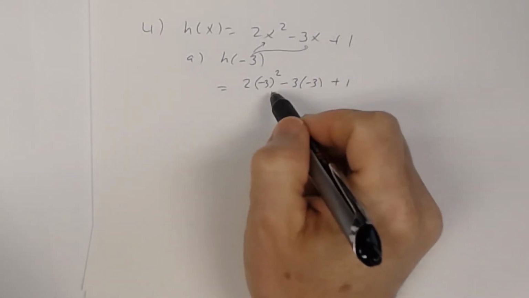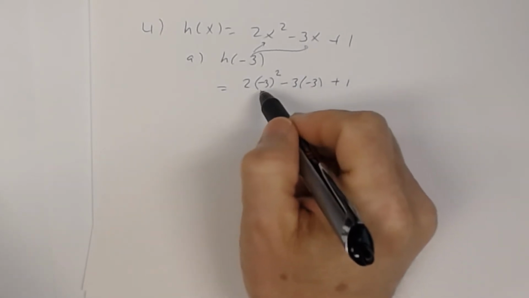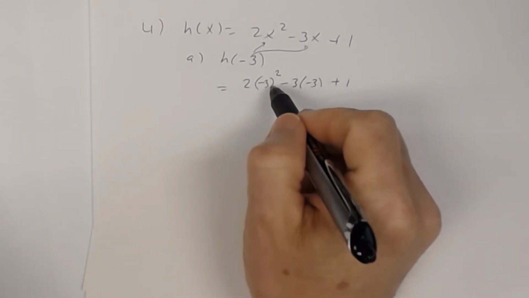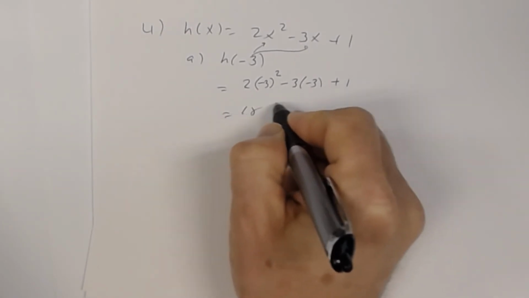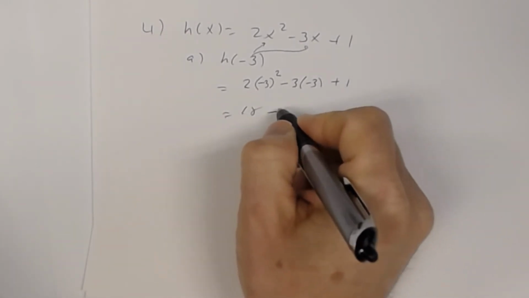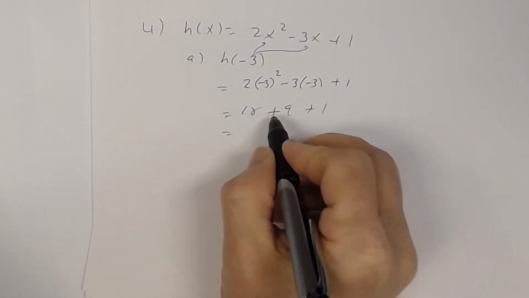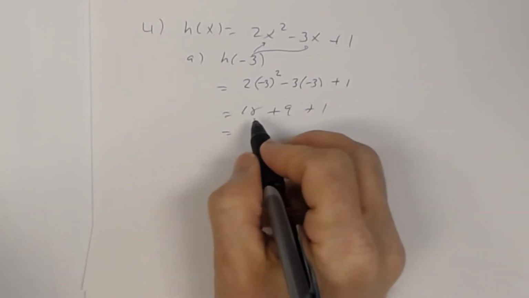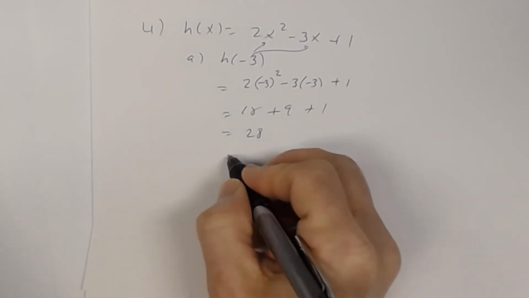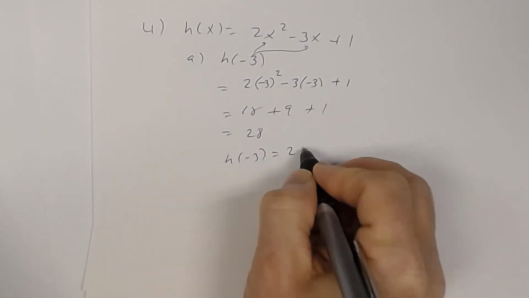Now let's use the order of operations. I'm going to square first. A negative 3 times a negative 3 is 9. 9 times 2 is 18. A negative 3 times a negative 3 is a positive 9, and then plus 1. Combining like terms, 18 plus 9 plus 1, so that's 10 plus 18, which is 28. So h of negative 3 equals 28.